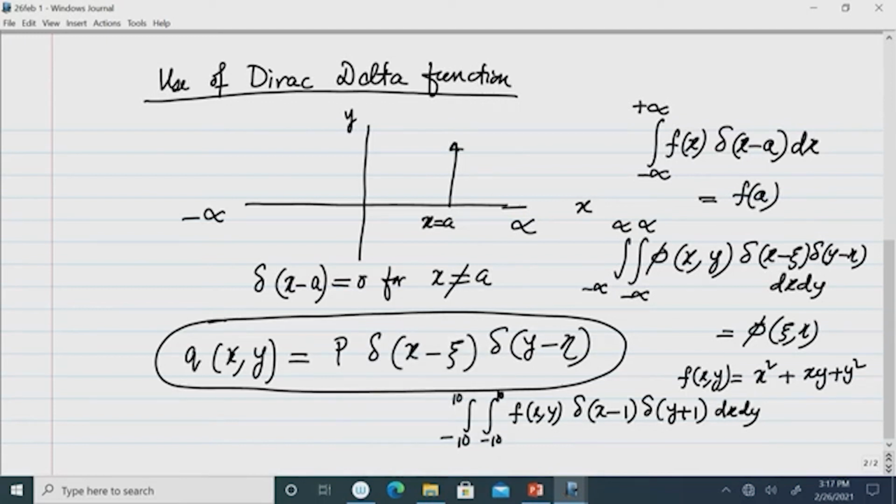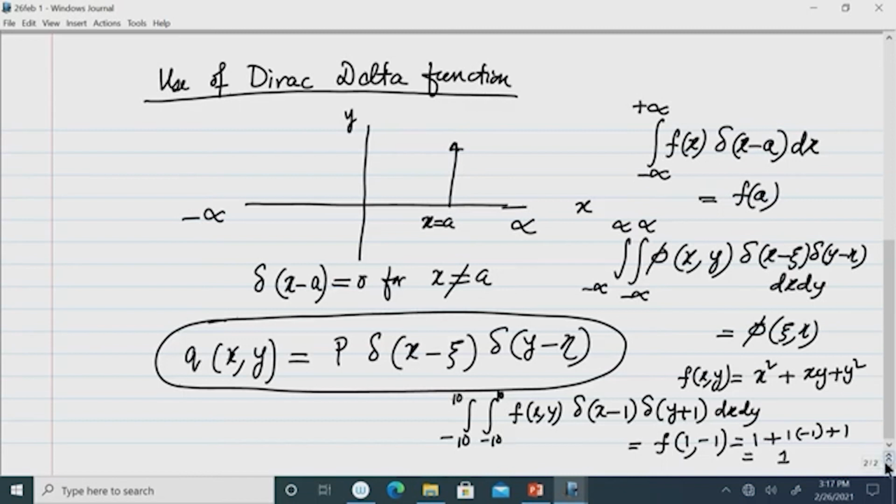Just to explain this use of the Dirac delta function, what will be the integral? The integral will be the value of the function evaluated at the point where the Dirac delta function is significant. So, here it will be evaluated with x replaced by 1 and y replaced by minus 1. So, if the function is defined as x square plus x y plus y square, then the value of the integral will be 1 plus 1 minus 1 plus 1. So, the answer is 1. Now you have understood the use of the Dirac delta function.